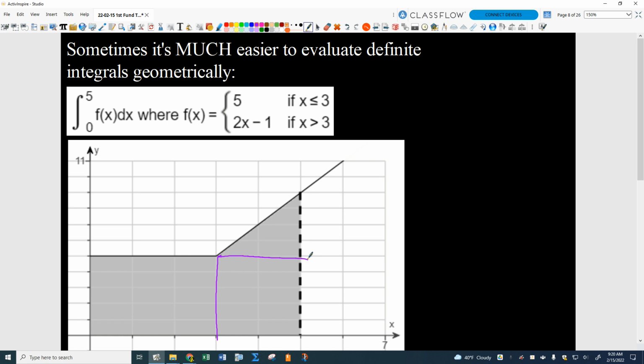How would you know to do that? Because these are lines, right? Anytime you get areas under lines, you can just add up area geometrically.